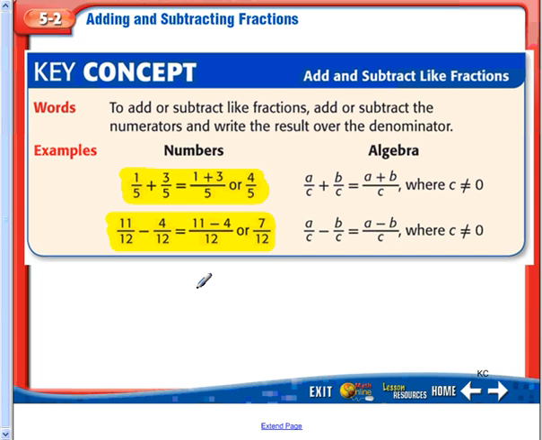To add or subtract like fractions, add or subtract the numerators, and write the result over the denominator. So 1/5 plus 3/5, we have like fractions, so we can write 1 plus 3 over 5, or 4/5. Same thing when we subtract. If you have like fractions, 11/12 minus 4/12, we can rewrite that as 11 minus 4 over 12, or 7/12.